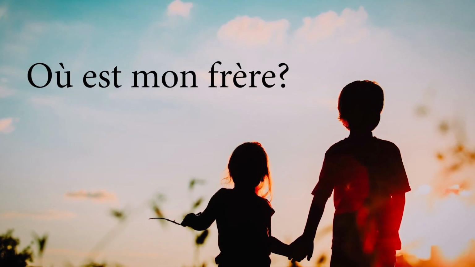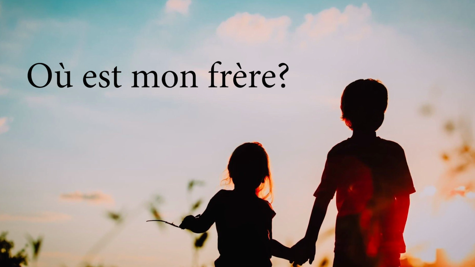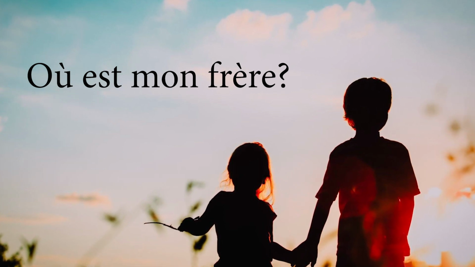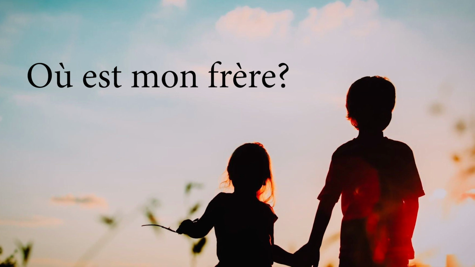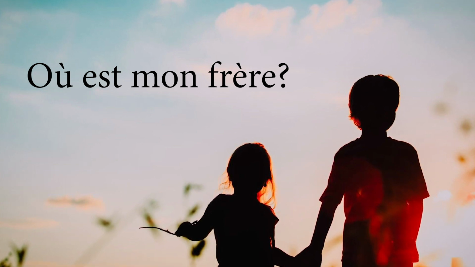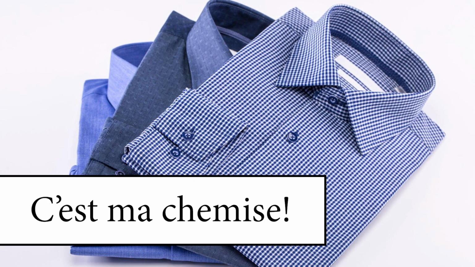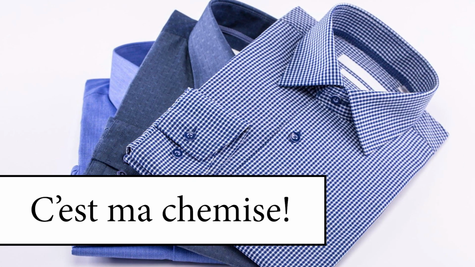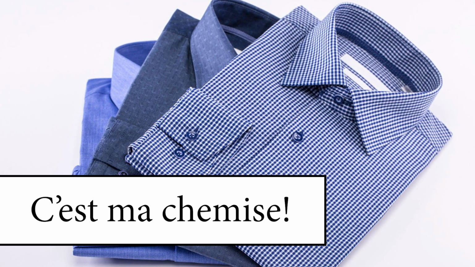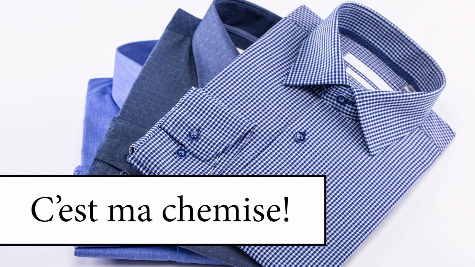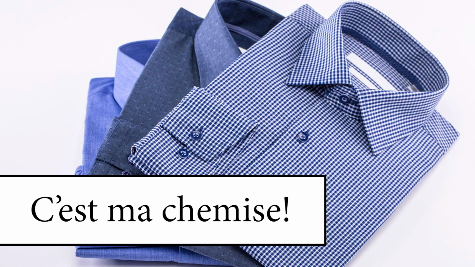Où est ton frère? Where is your brother? If I am asking a girl, Catherine, where is your brother? Où est ton frère? Even if I am asking the same question to a boy, Jacques, it will be the same question. Now, if I am asking Catherine, where is your shirt? Où est ta chemise? And if I am asking the same question to Jacques, où est ta chemise? It's going to be the same possessive adjective.